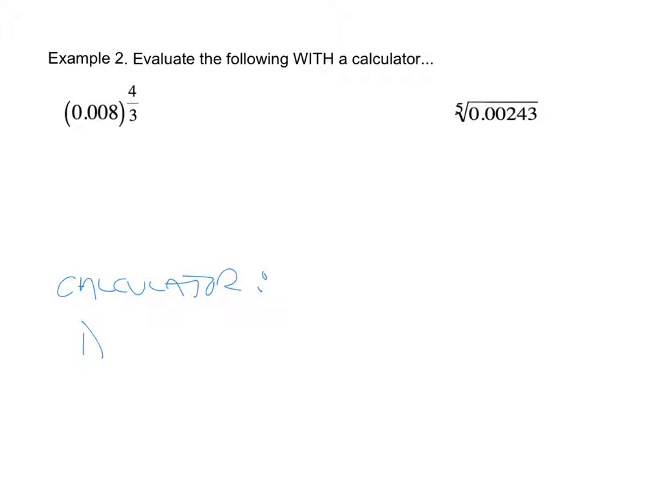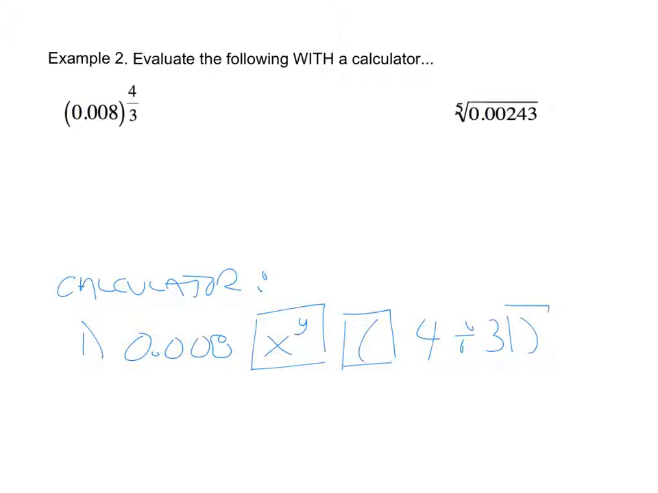Calculator type 1, you're going to punch in 0.008, and then you're going to find your X to the Y button. Then we need to use a bracket button, and you're going to go 4 divided by 3, closing bracket. And you can hit equals, and that will get your final answer.